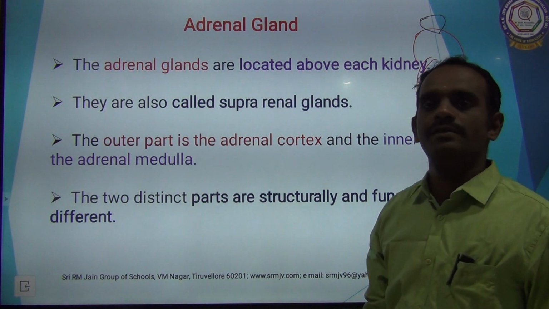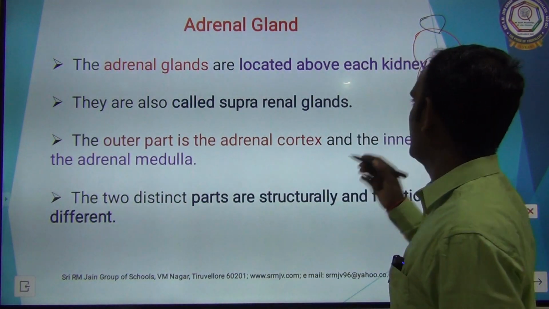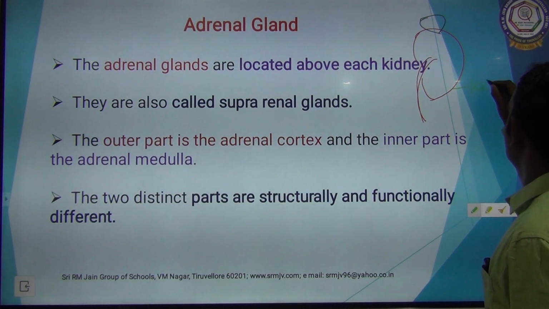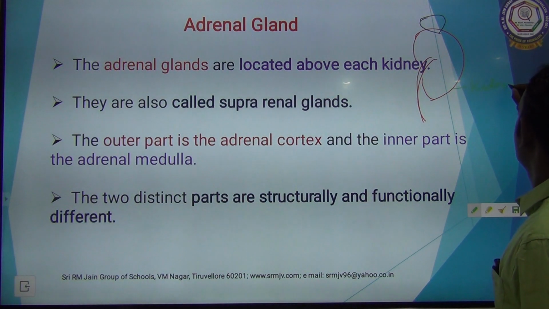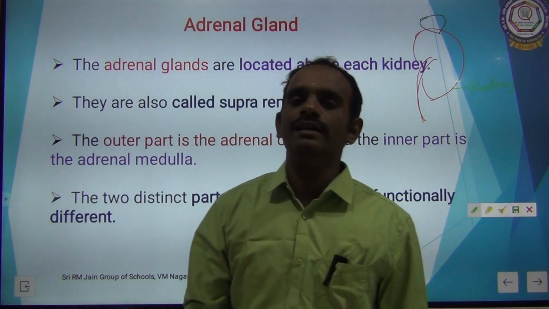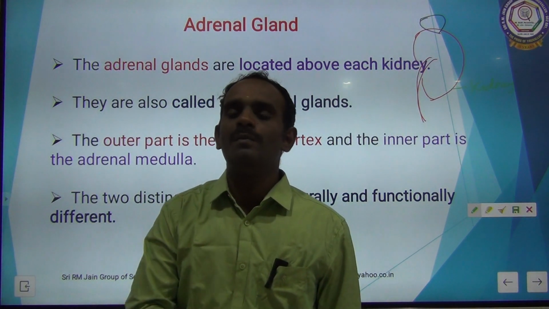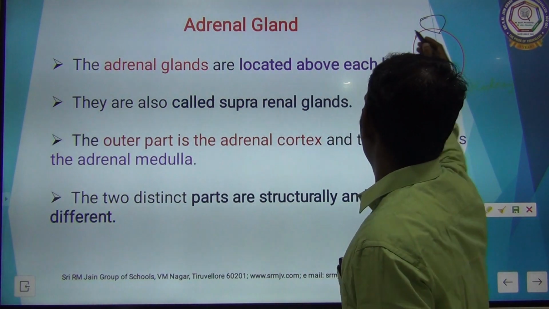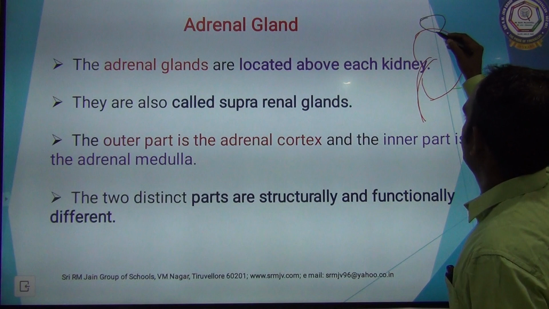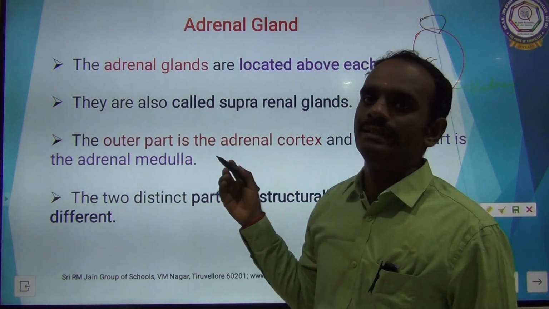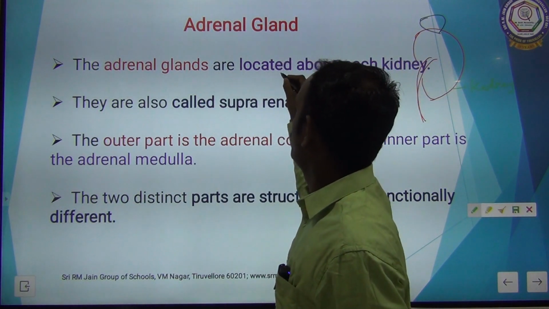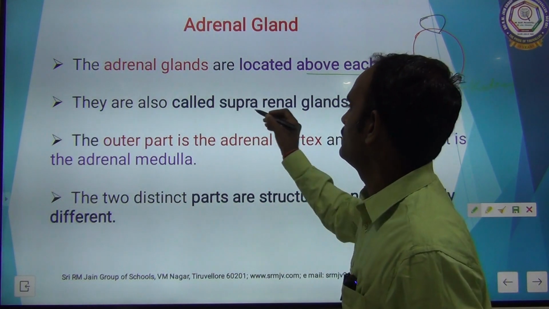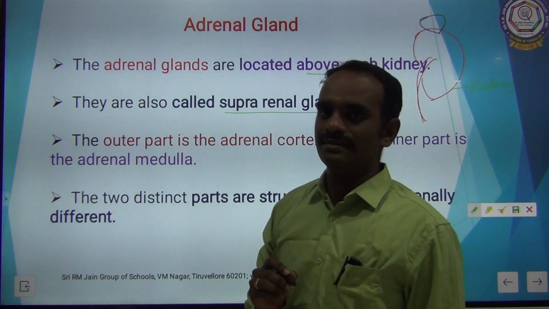What is this, children? Can you guess? Yes, exactly. It is kidney. A pair of kidney is located in the abdominal region. So, adrenal gland is a gland located above the kidney. Adrenal glands are located above each kidney and they are also called as suprarenal glands.